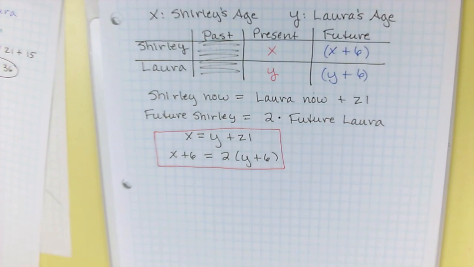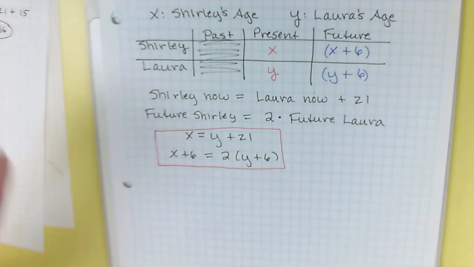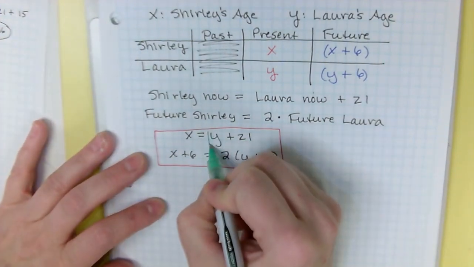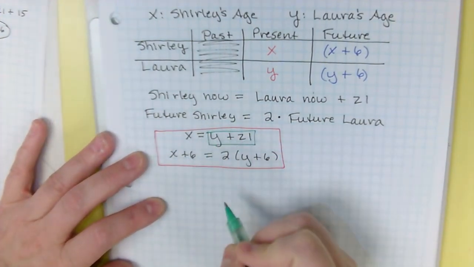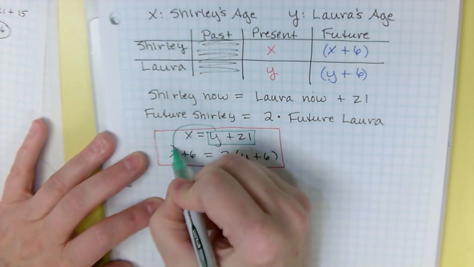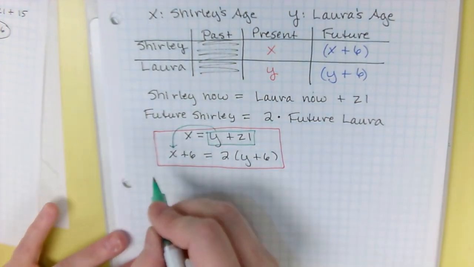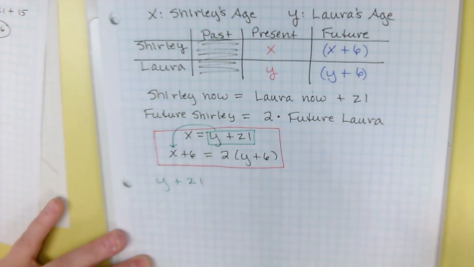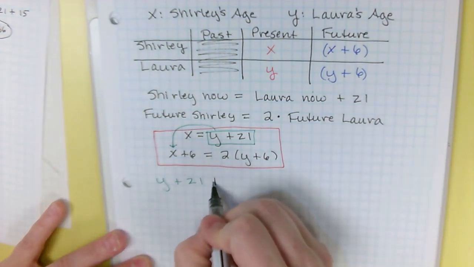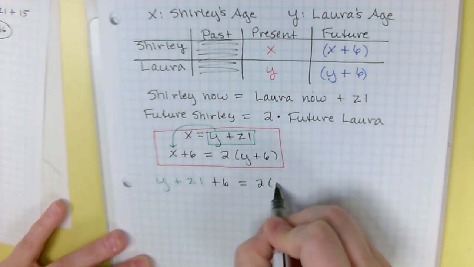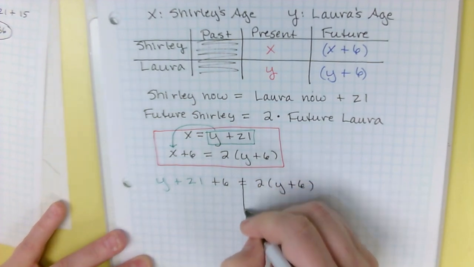All right, as always, you get to choose. You want to do linear combination or substitution. Since the X is already solved, I'm going to do substitution on this one. So I'm going to take that and I'm going to replace X with it. So that gives me Y plus 21 plus 6 equals 2 times Y plus 6.